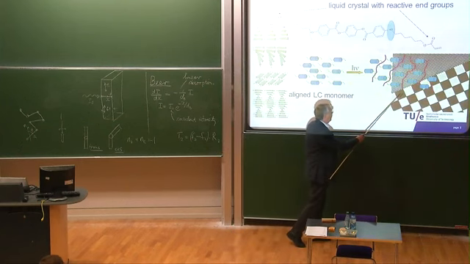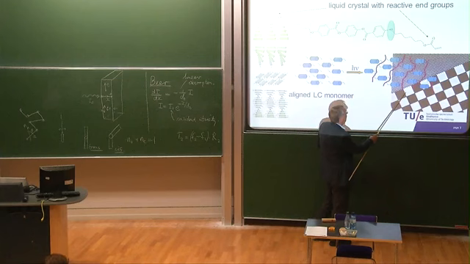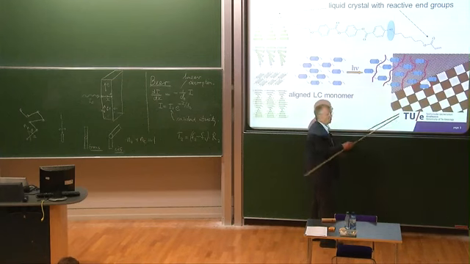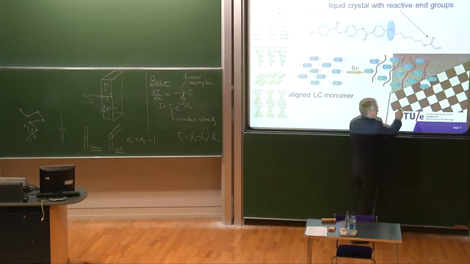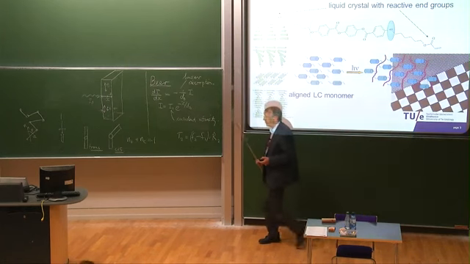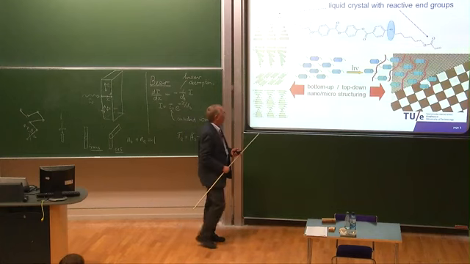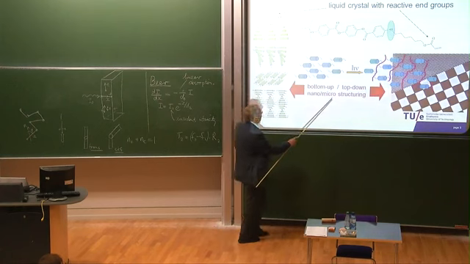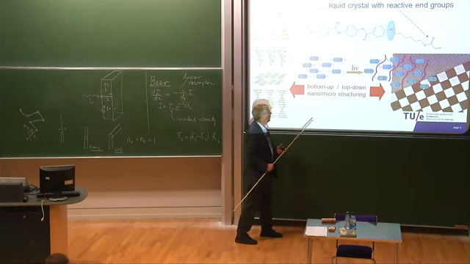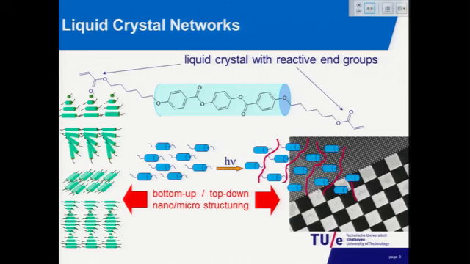In this case, we have isotropic areas next to uniaxially oriented areas, and we are looking between cross polarizers. That's why these areas are nicely white. And just because of this combination of techniques, this is a nice example where you combine so-called bottom-up with top-down nano and micro structuring. Bottom-up because we are using the self-organizing capabilities of liquid crystals, and top-down because we can also use other techniques, for instance lithography or printing, to make a structure of another length scale.